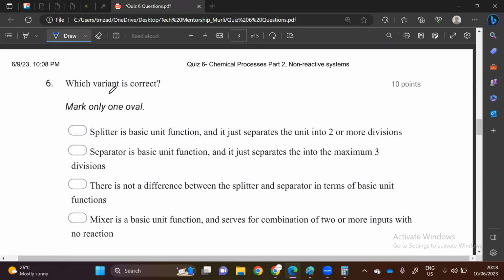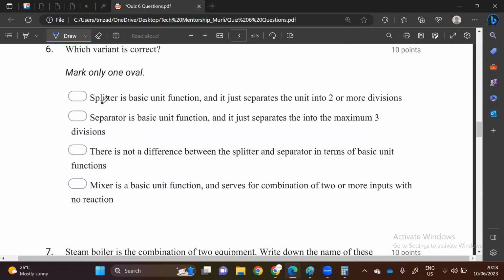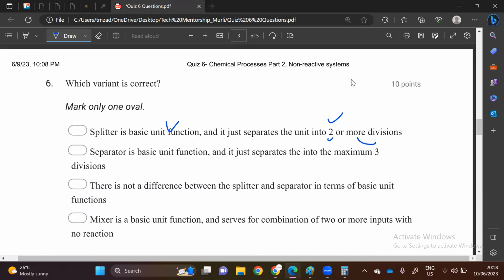Next, the sixth question, which variant is correct? Splitter is a basic unit function, yes. It just separates the unit into 2 or more divisions, yes, that's correct. So, for example, in the first question, we discussed the splitter in this way. We had one inlet, we had 2 outlets, right? It can be 3, it can be 4, that depends on the system. The thing is that in the splitter, there is no reaction occurring. Therefore, the same compositions in these split units will be seen.